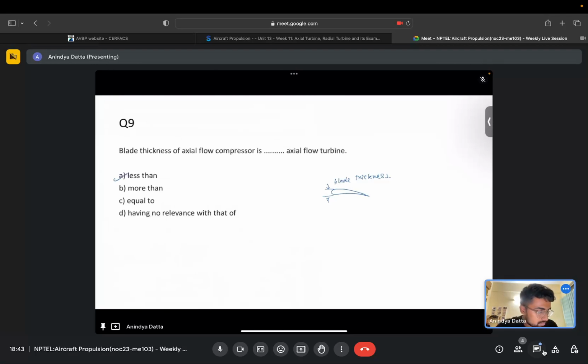Let's go to this. What is the working fluid for axial flow compressors? We have cold air, right? That is the cold air coming from the atmosphere, and that is what your axial flow compressor has to deal with. And what is the working fluid for the axial flow turbine? That is the hot product gases from the combustion chamber.